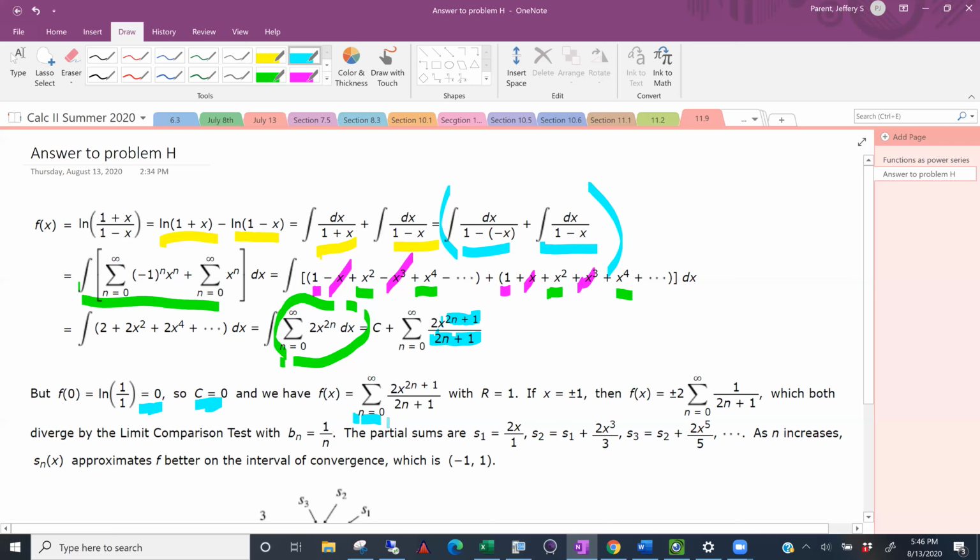F of x is the series. It's going to have a radius of convergence of 1. And if you look at the endpoints, you'll see that you don't get convergence at either endpoint. So you can check at x equal 1 and x equal negative 1 and find out that it doesn't converge. So there you go.